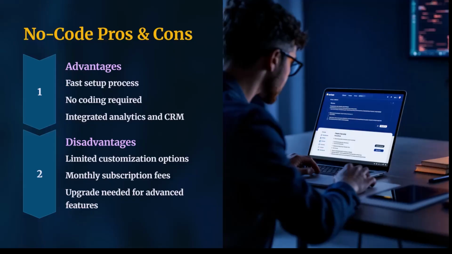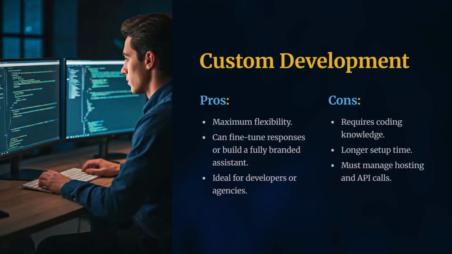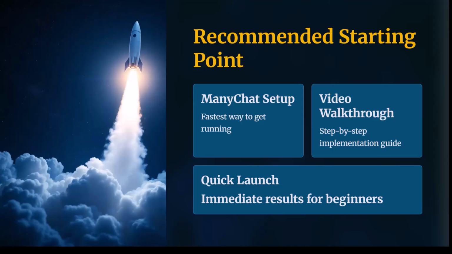Monthly subscription fees. Option 2. Custom development. If you want full control, you can build your own chatbot using Meta's Graph API, a backend using Node.js, Python or Flask, and of course, the OpenAI API. Pros: maximum flexibility. Can fine-tune responses or build a fully branded assistant, ideal for developers or agencies. Cons: requires coding knowledge, longer setup time, must manage hosting and API calls. In this video, we'll walk through the ManyChat setup, since it's the fastest way to get up and running.